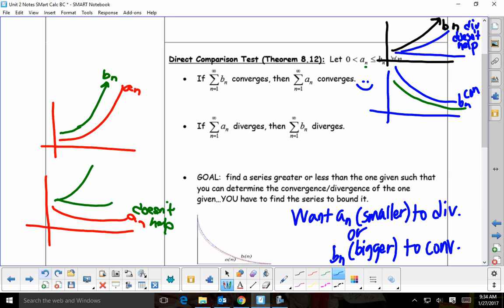So that's kind of our goal. We're going to start with the series, and we're going to compare it to something else. So let's say that I started with b sub n being some series. And then I went and I compared it to some series of a sub n. And I showed that a sub n diverged, right? What would I have to say about b sub n? That it is greater than or equal to. And that's what we're going to be doing.